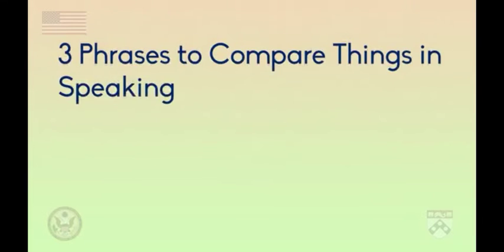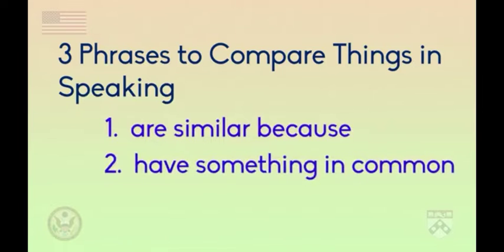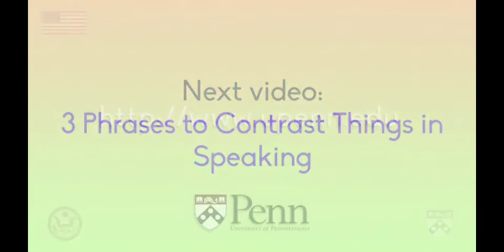Let's review the three phrases to compare people, places, experiences, or things. 1. Are similar because. 2. Have something in common. And 3. Both and. Remember that speakers use these phrases to make their ideas clearer and to explain how two things are similar. In the next video, we will look at some phrases to contrast the differences between two things.